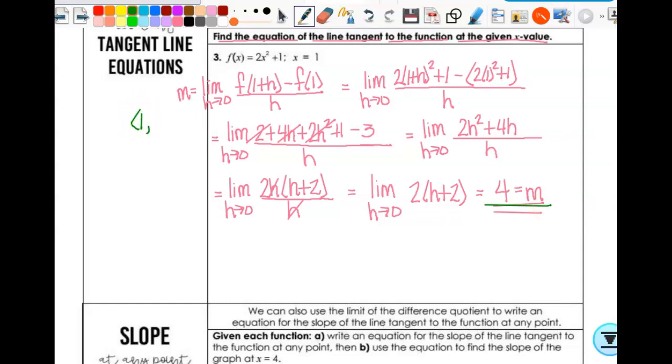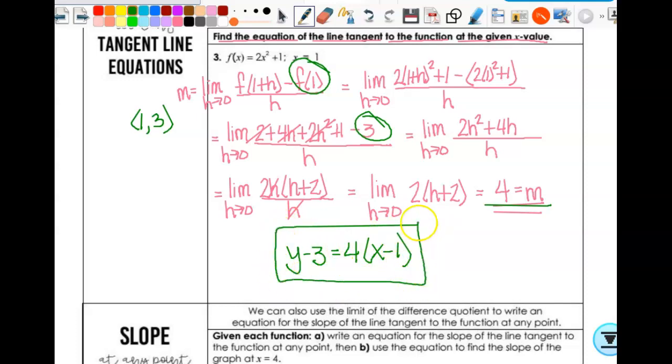What is the y value? You shouldn't have to calculate anything. Isn't it f of 1? Didn't we already find it? It's 3. So my ordered pair is 1, 3. My slope is 4. And so then I have y minus y1, which is 3, equals the slope times x minus x1, and you're done.